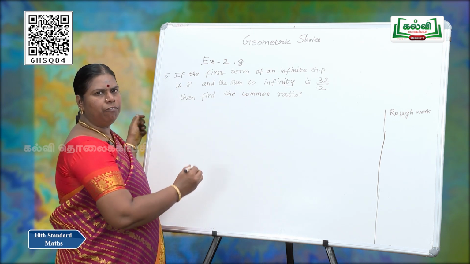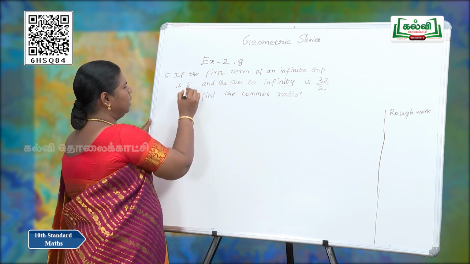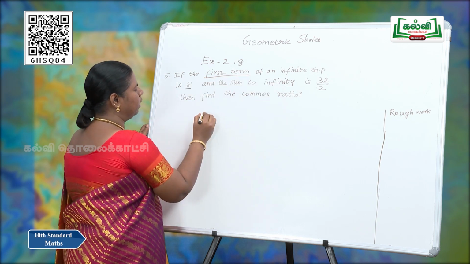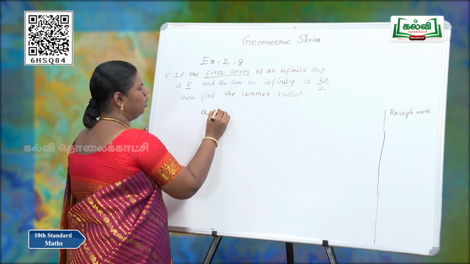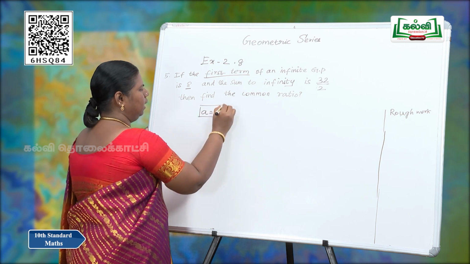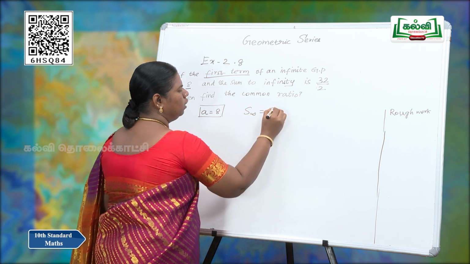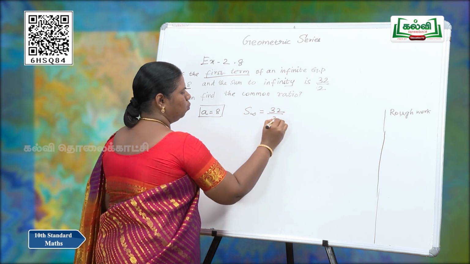Write the given information first. The given is 8. What is 8? The first term of the infinite GP. So, A is equal to 8. Then given is S infinity is equal to 32 by 2.